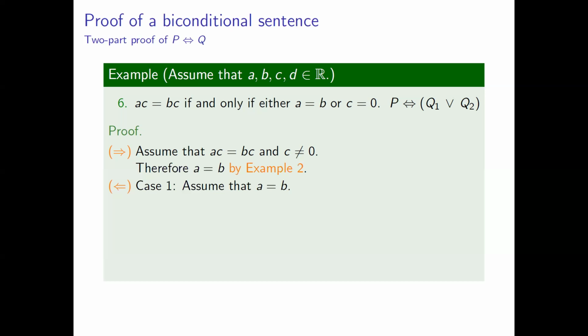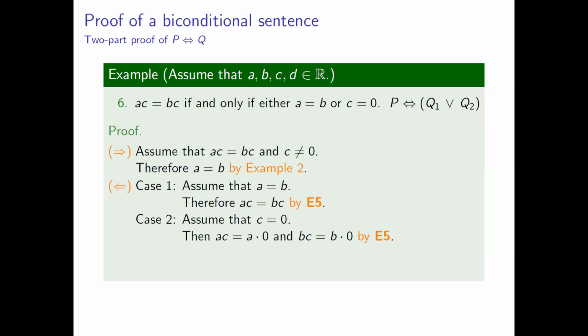For case 1, assume that A equals B. Then, by the multiplication property of equality, AC equals BC. This completes the proof of case 1. For case 2, assume that C equals 0. Then, by the multiplication property of equality, AC equals A times 0 and BC equals B times 0.